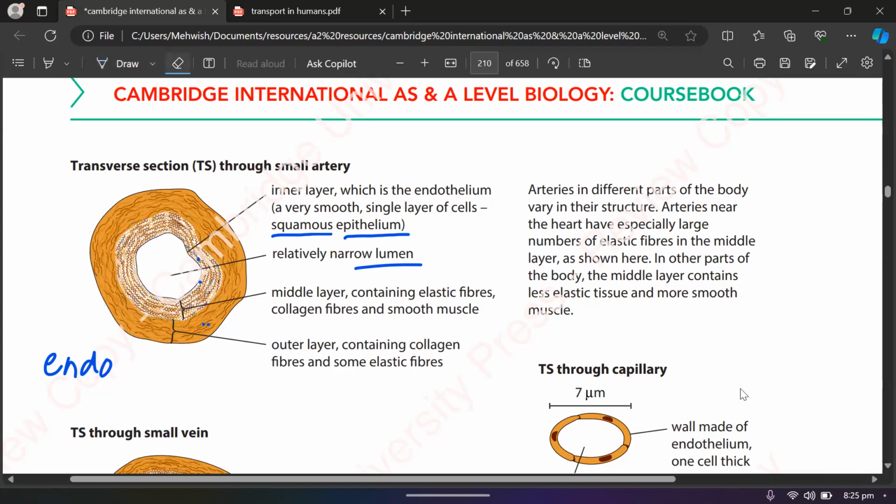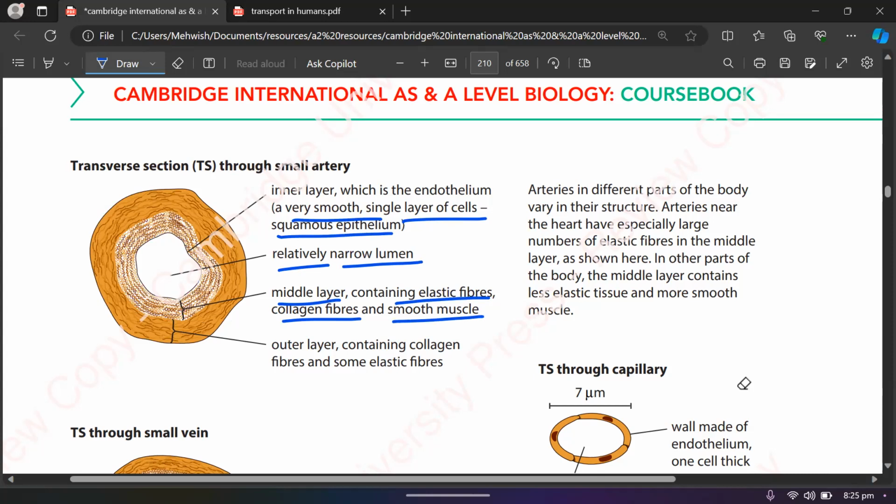Right now, let's see how these layers are made. The innermost lining is made up of epithelium cells, simply epithelial cells, a very smooth single layer of cells that is present in an artery, right? We are talking about an artery. Relatively narrow lumen, middle layer containing elastic fibers, collagen fibers, and smooth muscles.